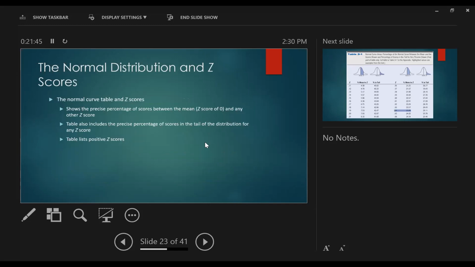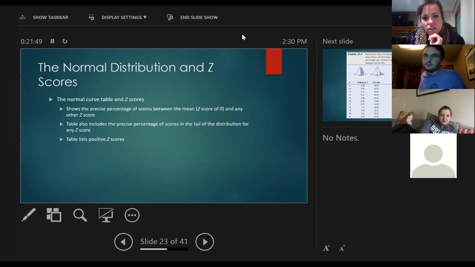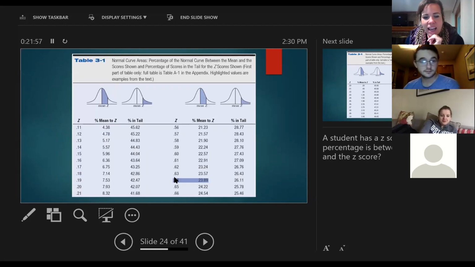Now, how many of you own the textbook? Yes. In the appendix, you are going to find, and in fact, let me just show it right here. It shows that it's table 3.1. If you do not own the text, don't worry. You can find a list of z-scores anywhere online because they don't really change, right?